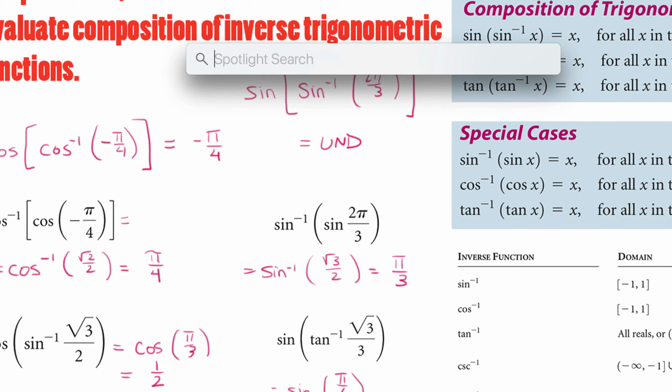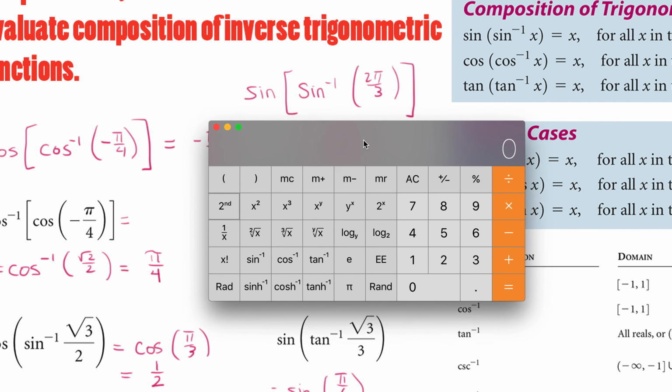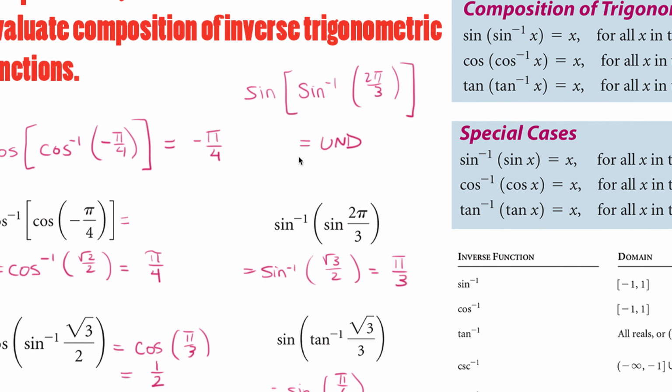Now, let me pull out the calculator. If we go second here, we do 2 times pi divided by 3, right? We press sine inverse of that, it says not a number. That's what it means. But now, put pi divided by 4, and we take the inverse cosine, that is a number. So that's how you will find these values.